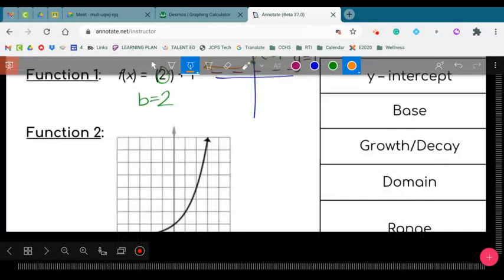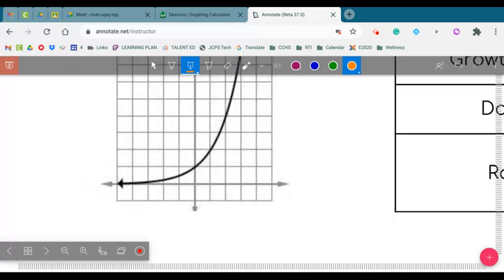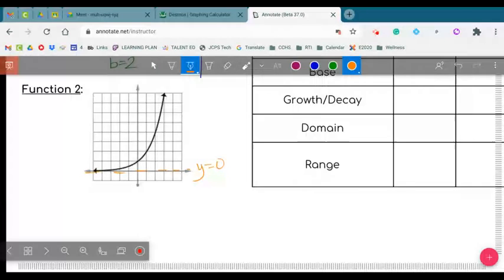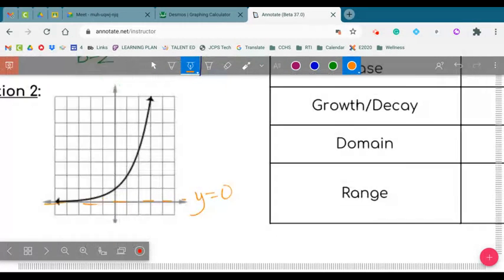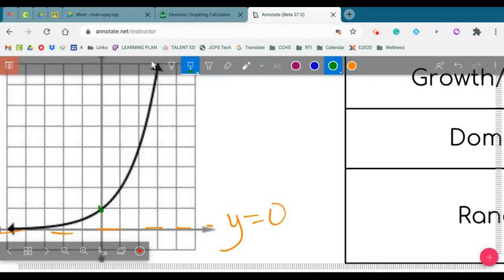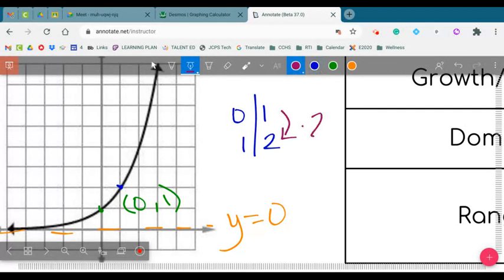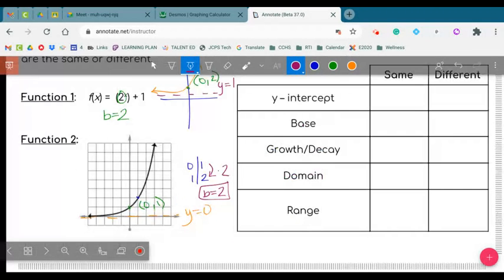Okay. So on the graph below, our horizontal asymptote is 0. Our y-intercept is (0, 1). And then we have to find our b value. So we have (0, 1) as one of our points, and then we have (1, 2). So our b value equals 2. Okay, so I found some information.